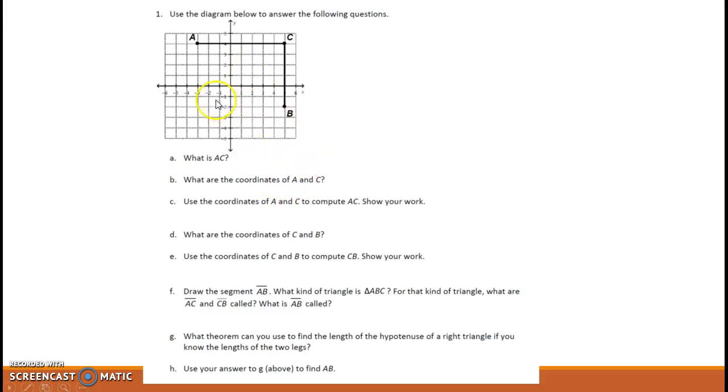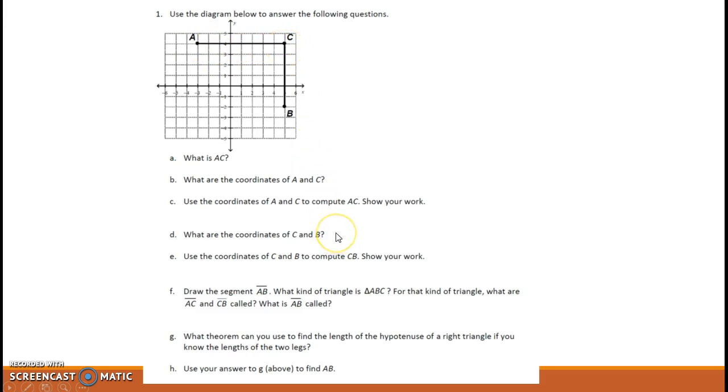The coordinates of A and C: we can see that the coordinate of A is -3, 4. We always list the x coordinate first, so -3, 4 would be the coordinates for A. And the coordinates for C would be 5, 4. Notice that A and C have the same y coordinate because they're on that same horizontal line. When we counted that distance of 8, we can also notice that those x-coordinates also give us 8. So the x-coordinate of -3, that distance is 3, and that distance is 5. So the total distance is 8.